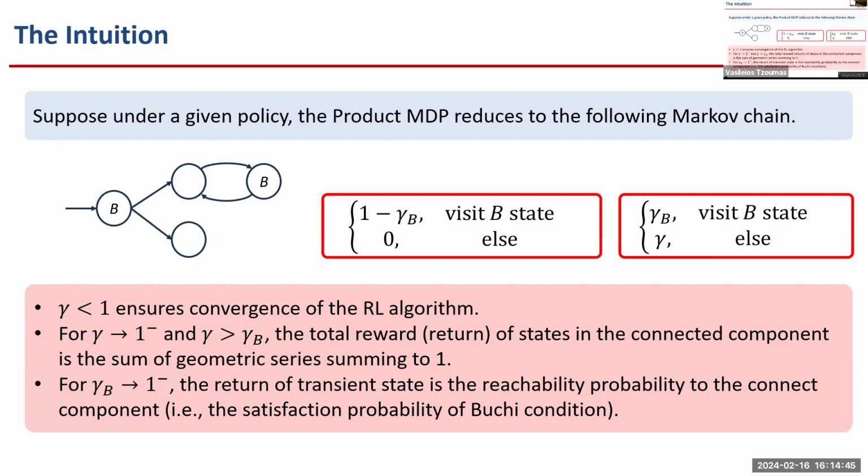On a similar argument, you can show that gamma should be greater than gamma B. Therefore, when gamma B goes to 1, then gamma should also go to 1. So that's the intuition. Basically, the reward is splitting the satisfaction probability into a geometric series, such that the learning algorithm can only get the whole probability by visiting that state infinitely often. And the parameter gamma here is less than 1, and it will ensure the convergence of the RL algorithm.